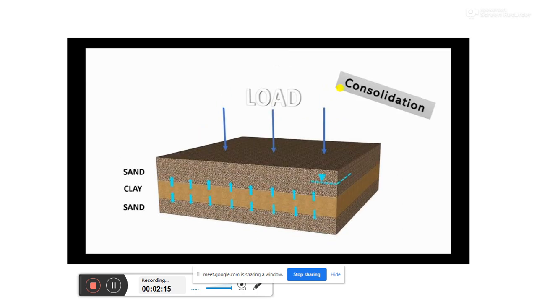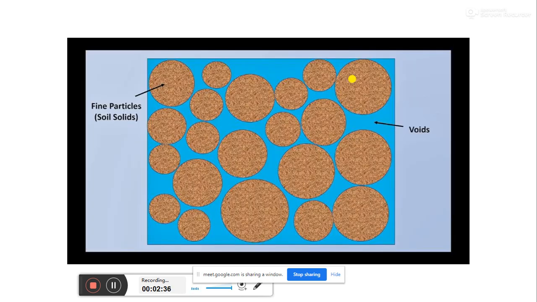So one term is now appearing, that is consolidation, due to some load. Normally our material is soil, maybe sand, maybe clay, or maybe a composition of sand and clay. This can be explained with a simple diagram. Soil is composed of fine soil particles and voids. These voids are filled with both air and water.